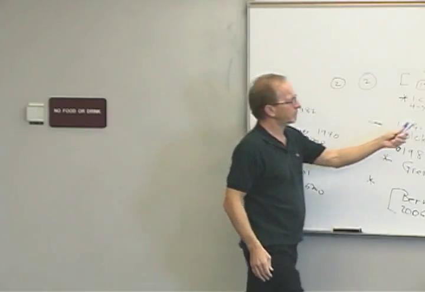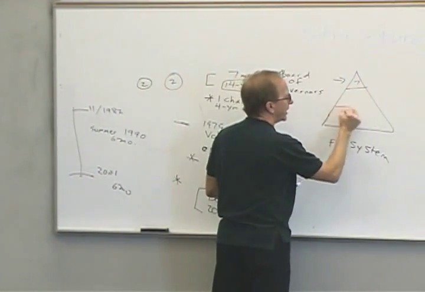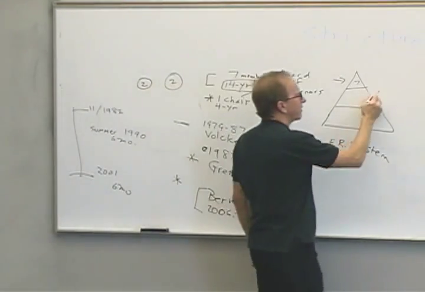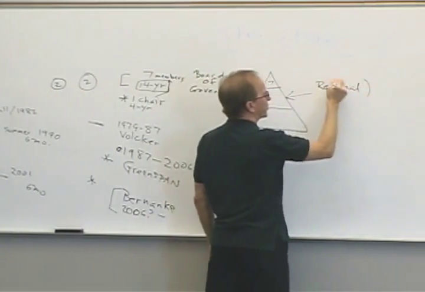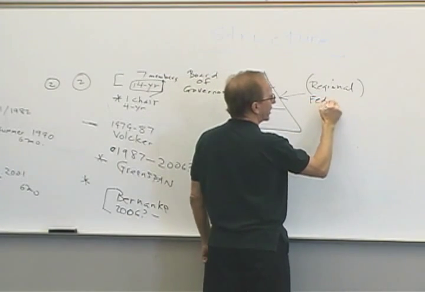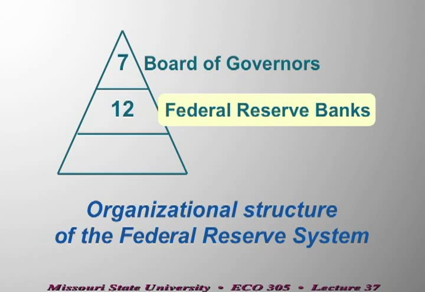So we've got a board of governors, 7 members. I'll put a 7 up there. The next layer in this pyramid is the regional, and I'll put that in parentheses because that's not part of their official name, the Federal Reserve banks. And there are 12 regional Federal Reserve banks.